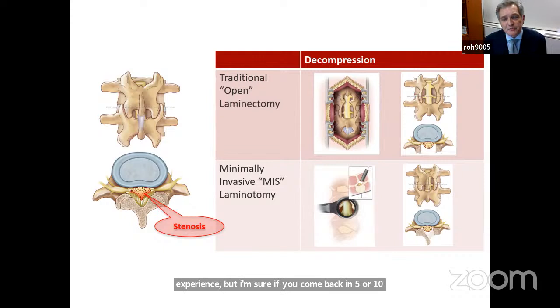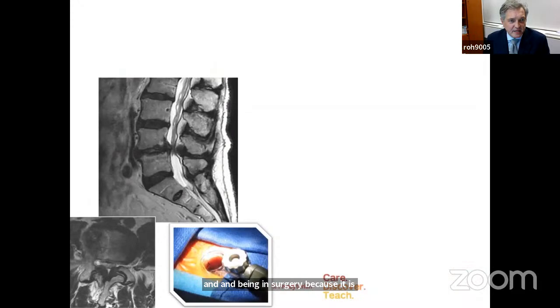So we'll see. These things, as you all know, are constantly evolving, which is the beauty of technology and being in surgery, because it is exciting and things are constantly evolving, and mostly for the benefit of our patients, of course.